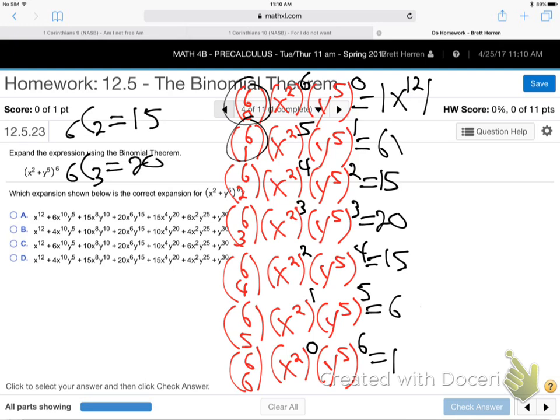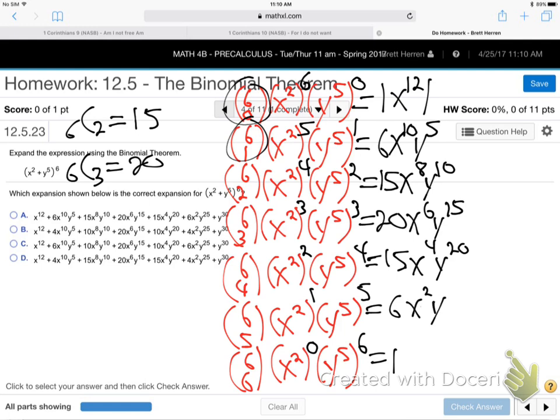And then the second one is what? X to the 10th, y to the 5th, x to the 8th, y to the 10th, x to the 6th, y to the 15th, x to the 4th, y to the 20th, x to the 2nd, y to the 25th, x to the 0, y to the, x to the 0 is just 1, so you can just get rid of that. Y to the 30th, there they are.